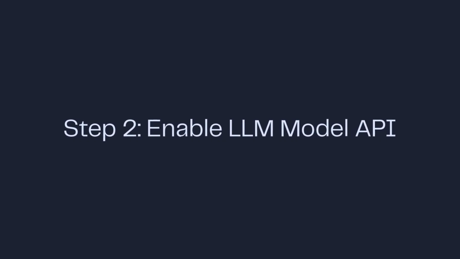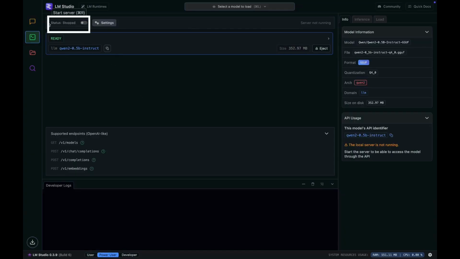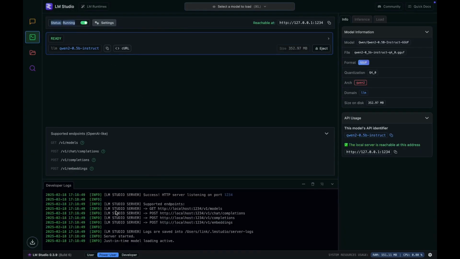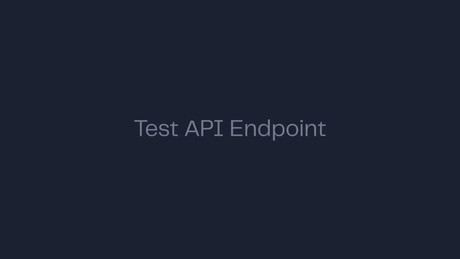Step 2. Enable LLM Model API. Go to the Developer tab. Click the toggle and switch the status from stop to running to activate the server. Copy the cURL. Test API endpoint.